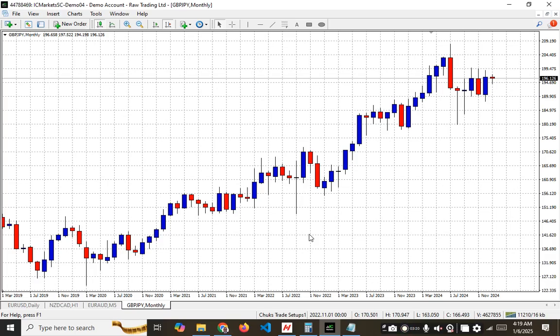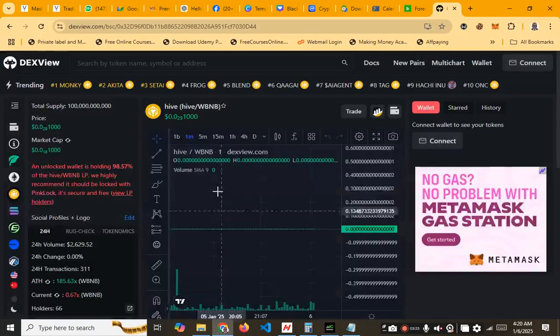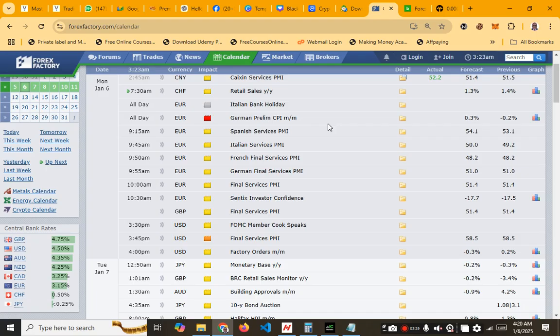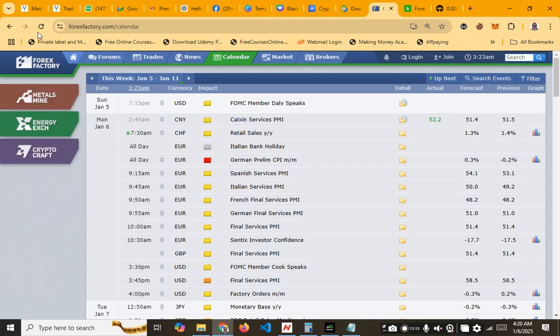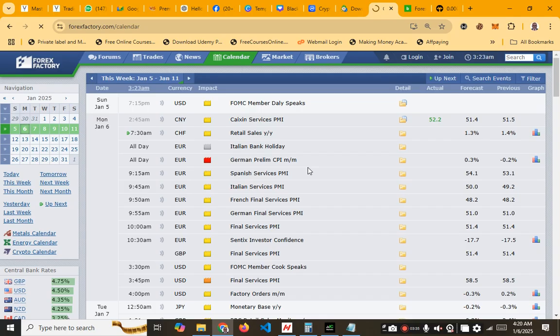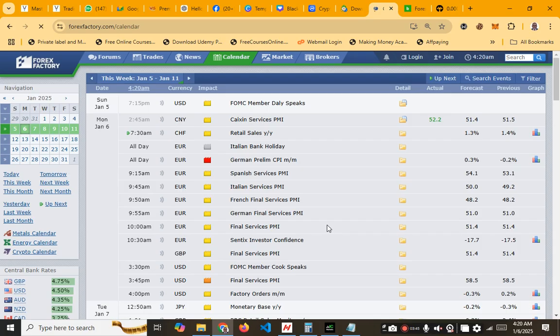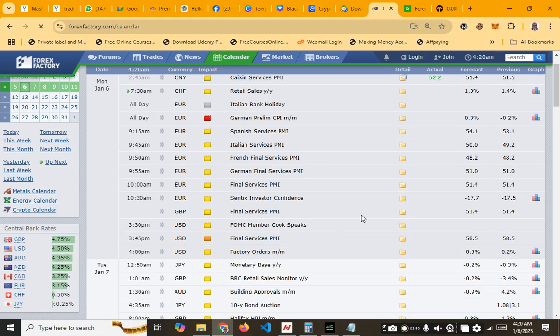All right, so now let's even look at the news calendar. Let's go to the news calendar and see what the market is doing. Just refresh your browser. We're going to be using forexfactory.com. If you look at Forex Factory, you will see for the rest of Monday, there ain't going to be much. There's no high impact news for that currency pair, GJ.